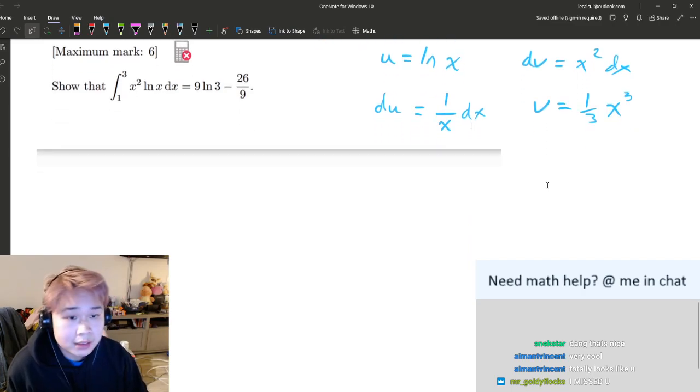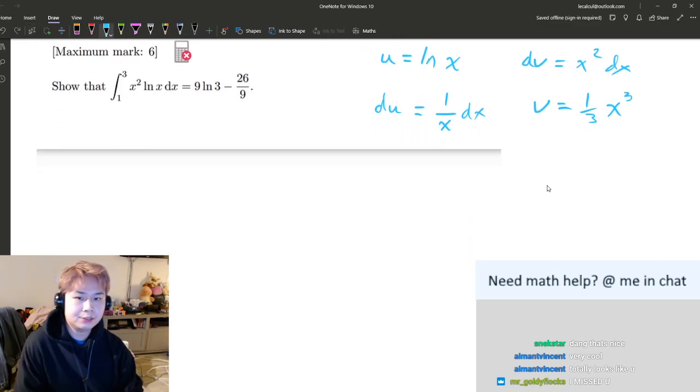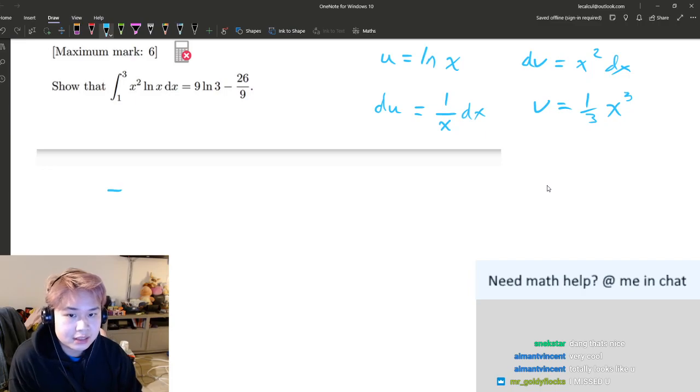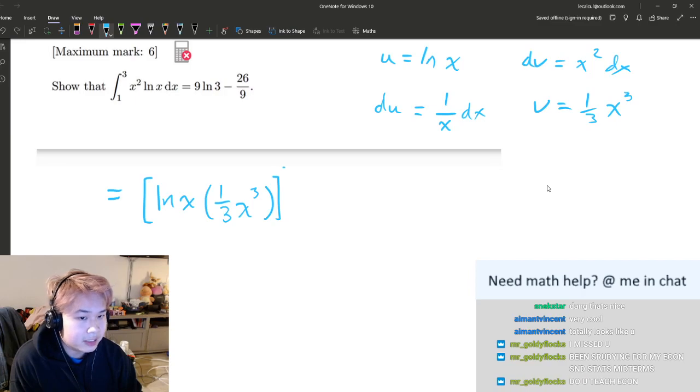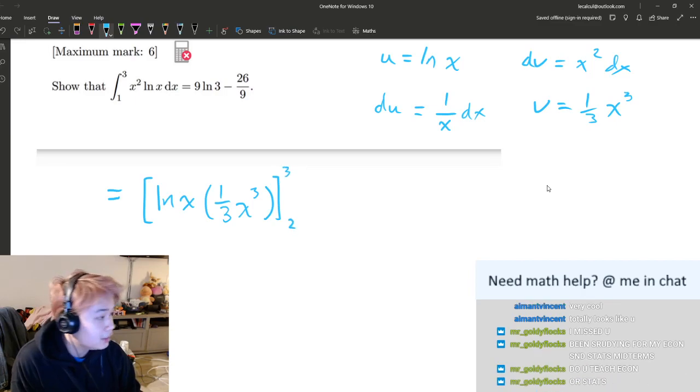How are you? Okay, so what we're going to do is this integral becomes u times v, so natural log of x times 1/3 x cubed evaluated at 3 and 2.